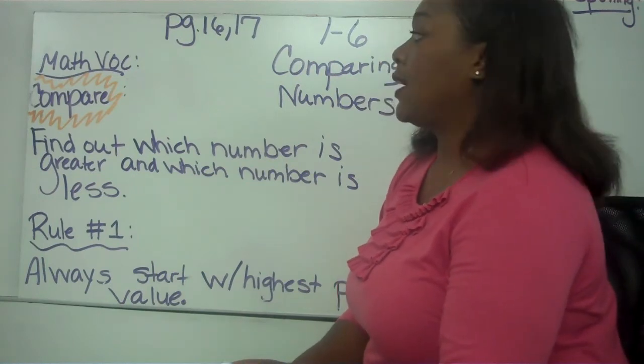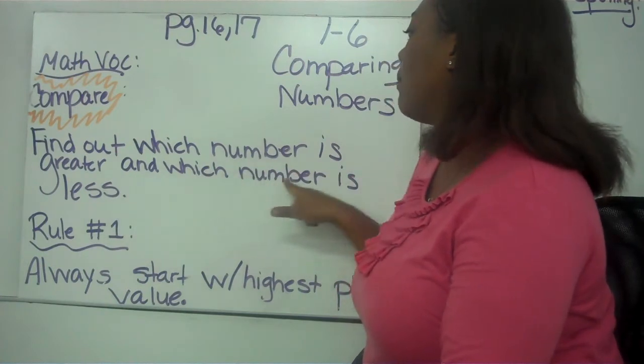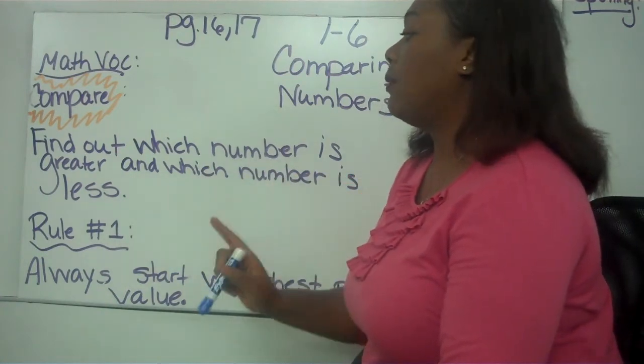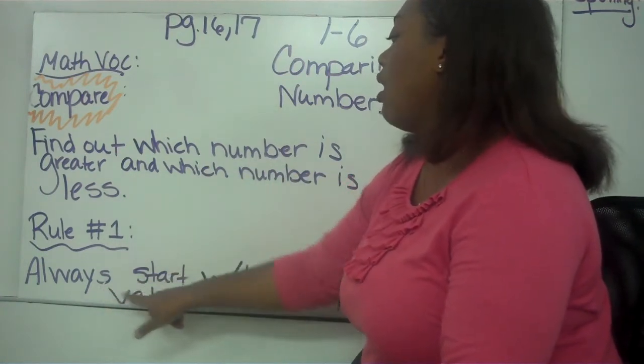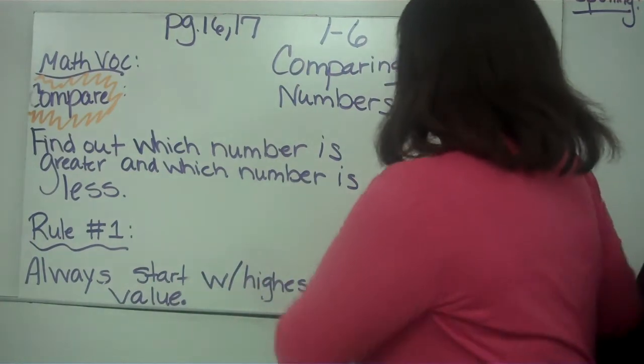When you compare something, it means to find out which number is greater and which number is less. Now there's one important rule to always remember. Always start with the highest place value when you're comparing something.